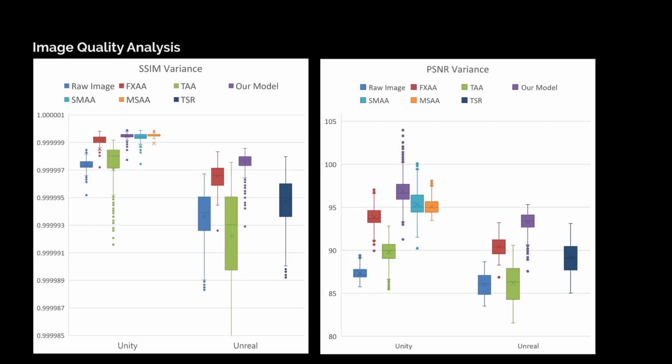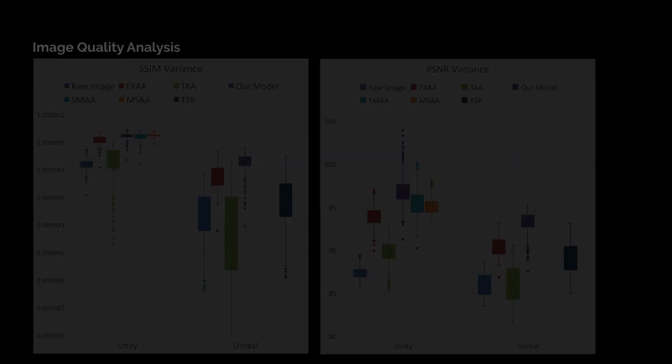Now, performing better on average isn't enough, and we also need to look at the variance as well. These charts show the variance of our model along with other methods. It is evident that the median scores of our model are considerably higher than those of the others. There are some deviations, but most of them are in the higher percentiles.